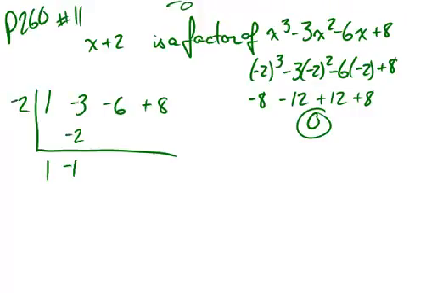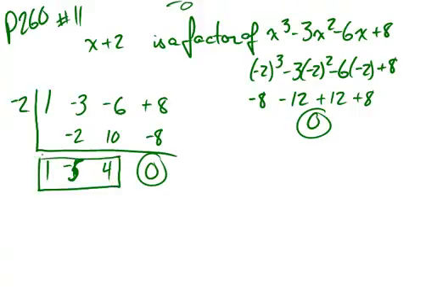Negative 3 plus negative 2 is negative 5. Negative 2 times negative 5 is 10. Negative 6 plus 10 is 4. Negative 2 times 4 is negative 8. And 8 plus negative 8 is 0. So we've got a remainder of 0. And here are the coefficients of our quadratic.